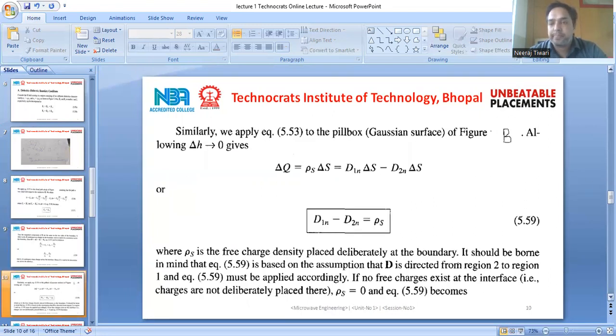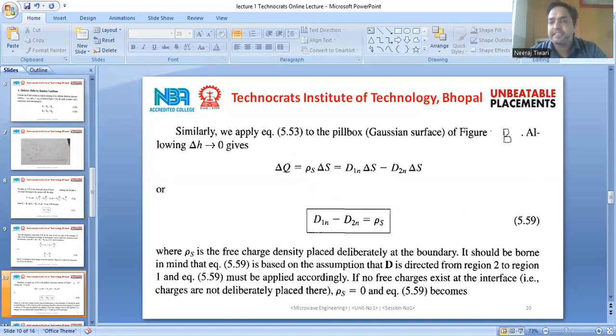Now the second Gauss law we have to apply. What is Gauss law? D dot ds is equal to Q enclosed. So what is del Q? Del Q is del S into rho S. How much charge is enclosed by the surface is del S into rho S. What is rho S? Rho S is the surface charge density.